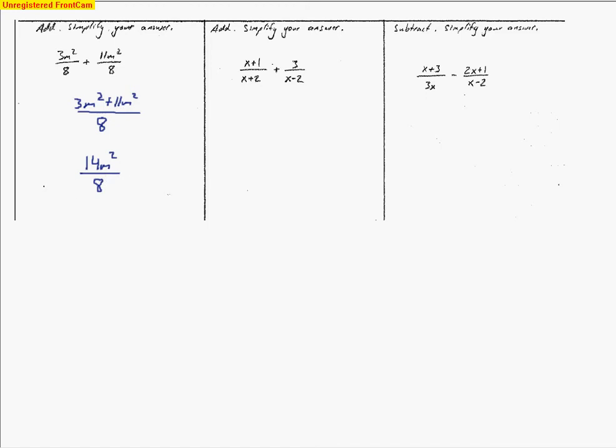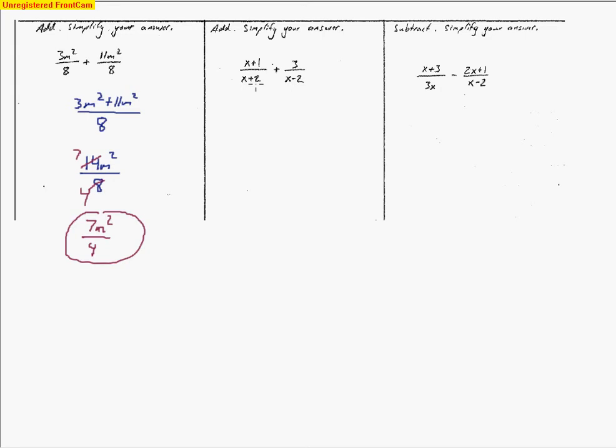From this point, we can go ahead and cancel out that common factor. So 2 goes into both these numbers. So I'm dividing each of them by 2. This 14 changes to a 7, and the 8 changes to a 4. So what we've got left is a 7m squared all over a 4. That is our answer.